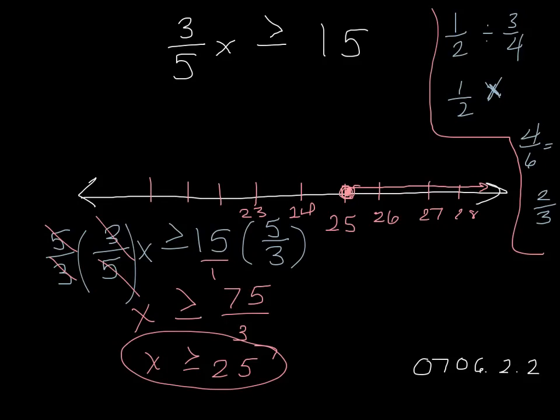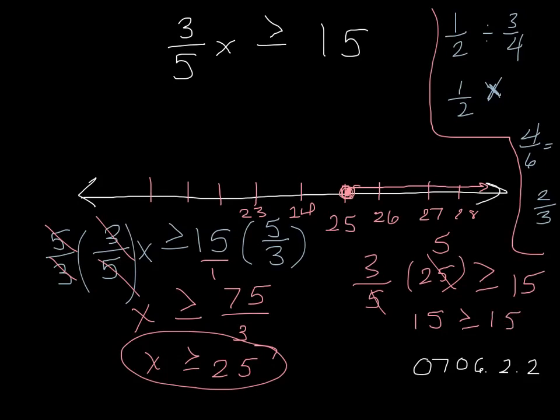To check my answer, give it a try. 3/5 times 25 greater than or equal to 15. 25 divided by 5 gives me 5. 3 times 5 is 15. 15 is greater than or equal to 15. Is that statement true? Then you've got the right answer.